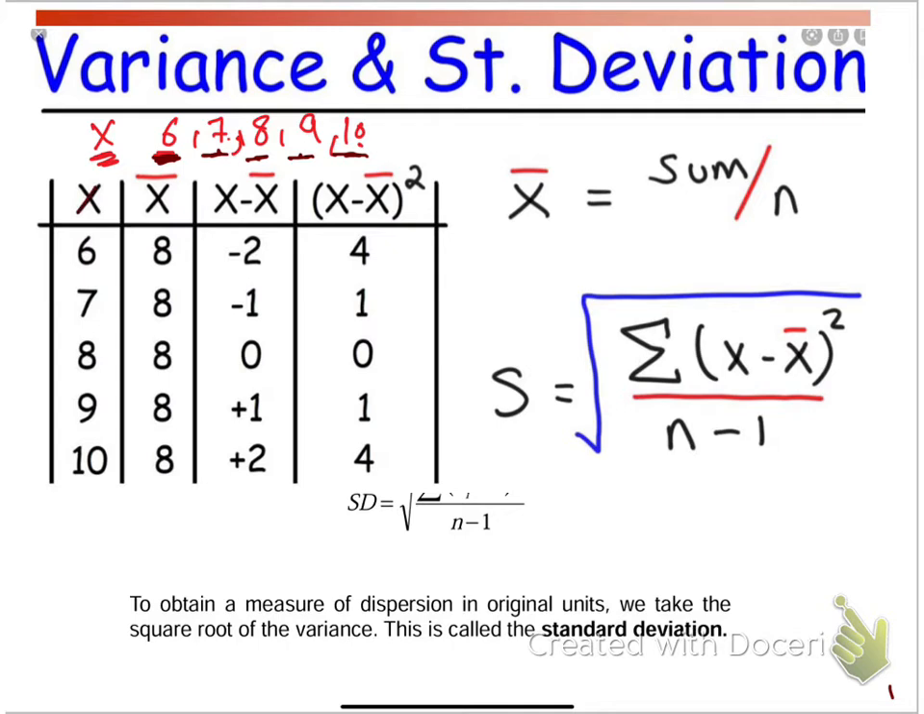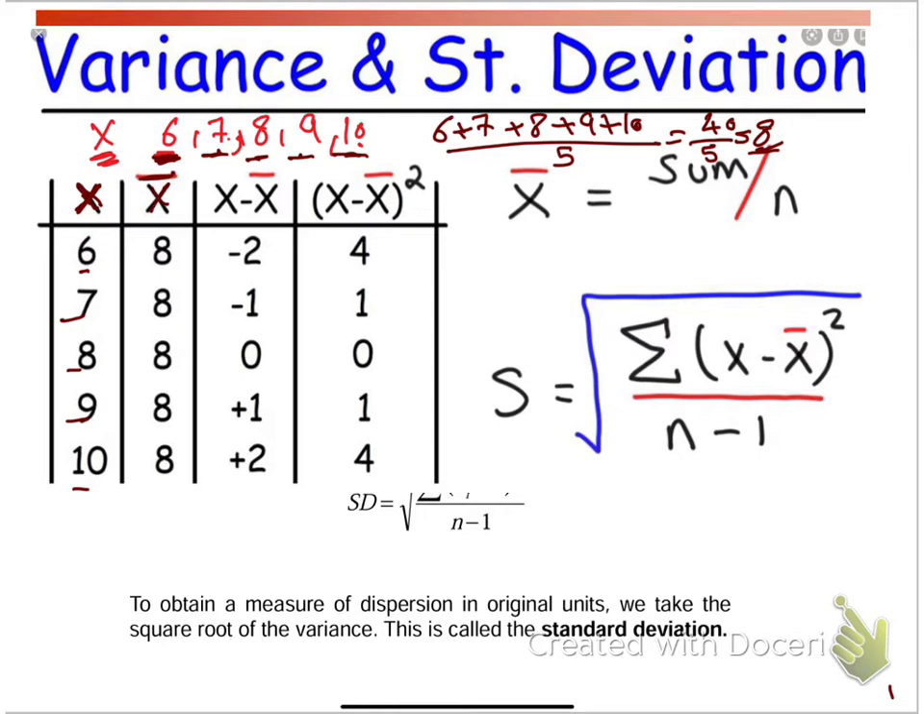So I put x in a table in one column, and I list all of them down: 6, 7, 8, 9, 10. Then I have to get x bar, which is outside the table. So 6 plus 7 plus 8 plus 9 plus 10, divided by how many there are: 1, 2, 3, 4, 5, divided by 5. So it equals 40 divided by 5, which equals 8. This is my mean, or average.